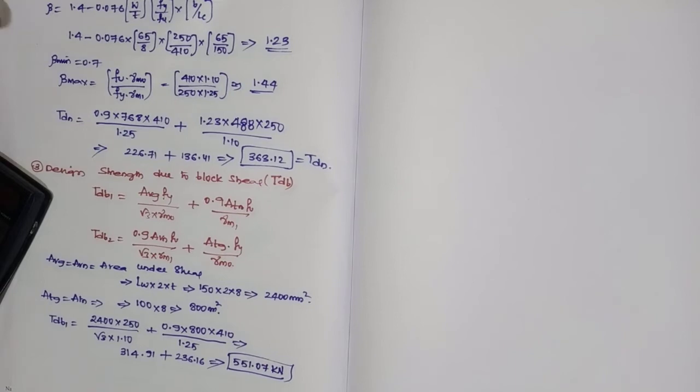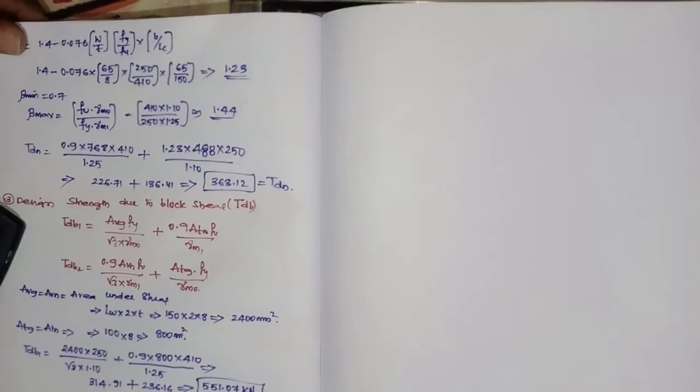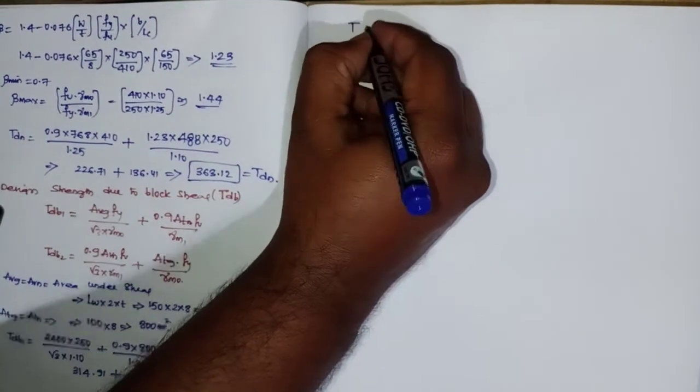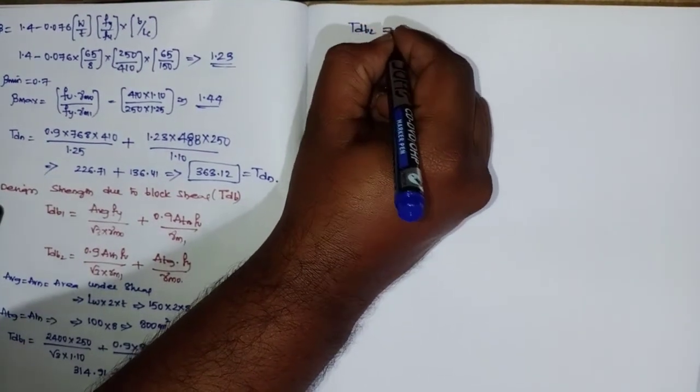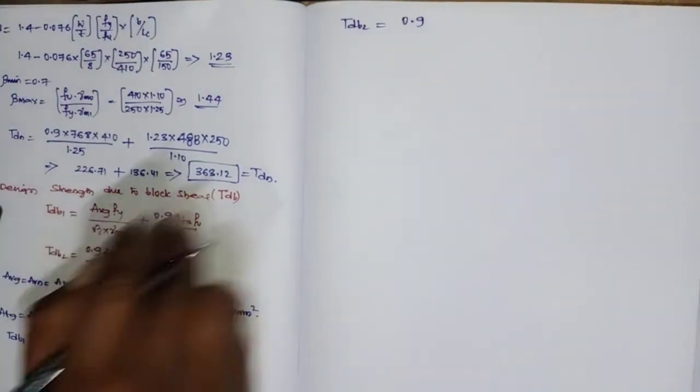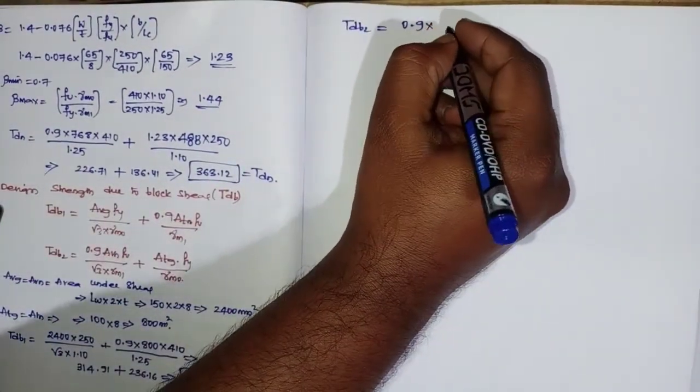Okay, again you have to do it for what? TDB2. What is this? TDB2 equals, yeah, formula here, 0.9 into what is AVG?